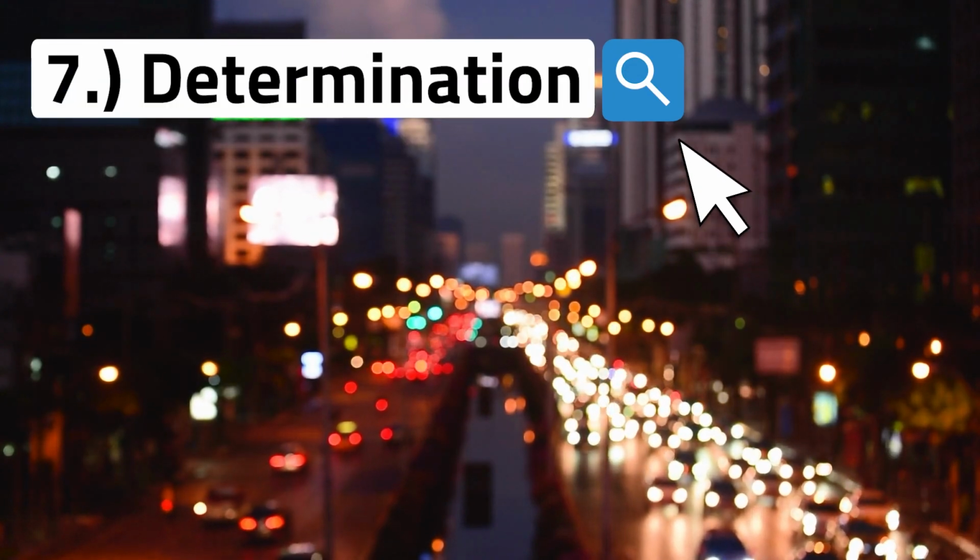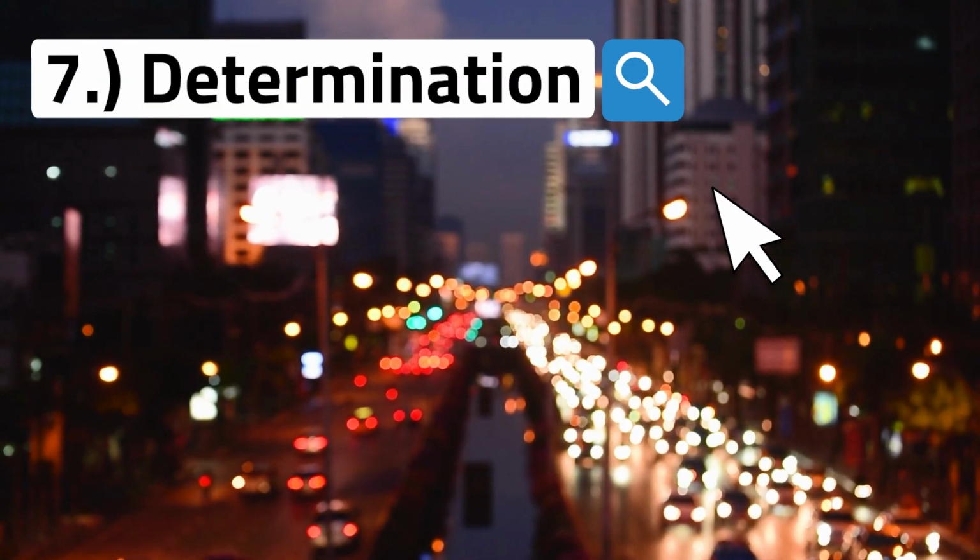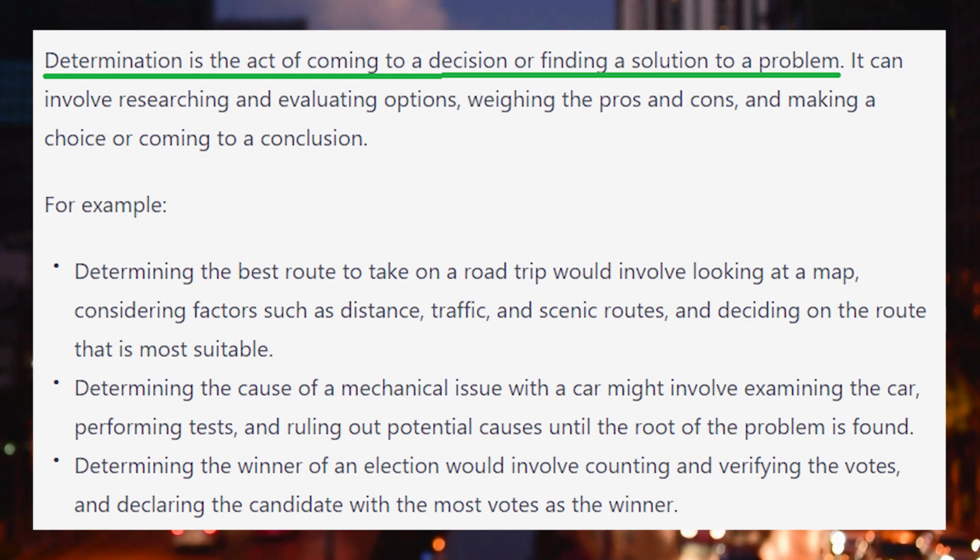Term number 7 is determination, and this is not like the emotion of determination that you are sometimes filled with when you want to accomplish something. Determination in this case is the act of coming to a decision or finding a solution to a problem. It can involve researching and evaluating options, weighing the pros and cons, and making a choice or coming to a conclusion. For example, determining the best route to take on a road trip would involve looking at a map, considering factors such as distance, traffic, and scenic routes, and deciding on the route that is most suitable.